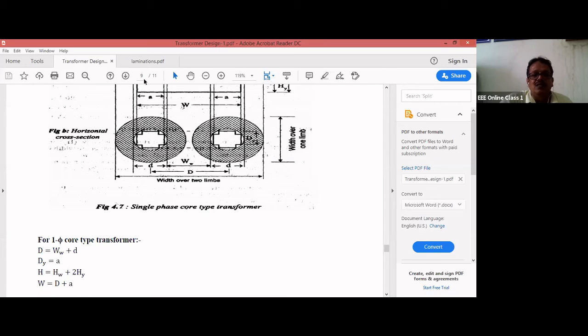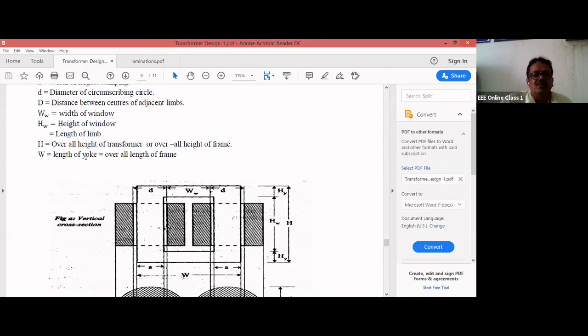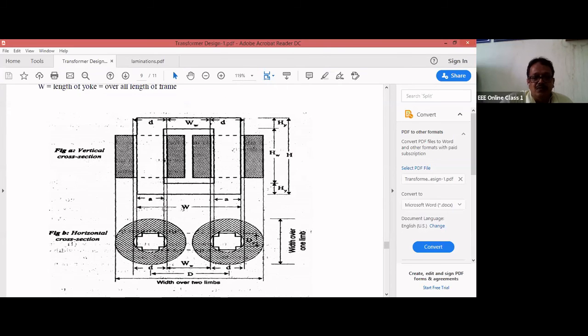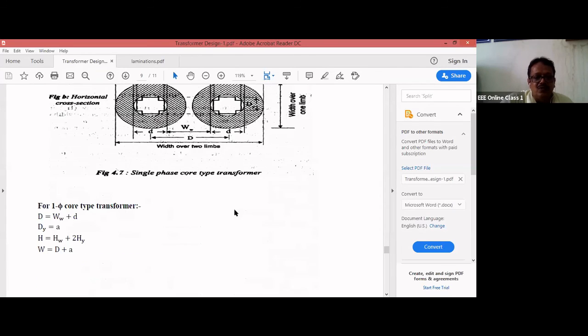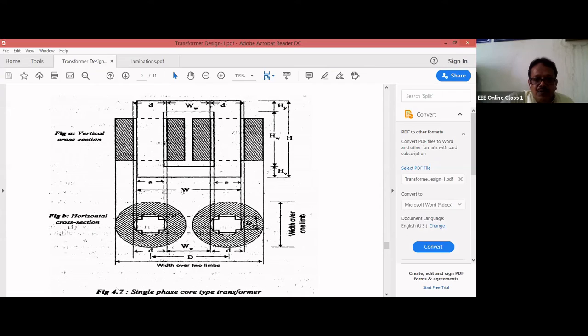And what is W? I want overall W. Overall width of what? Length of the yoke, or overall length of the frame. I want this W. So W is equal to what? I can get D here. Then here, this A is nothing but the area of your core.